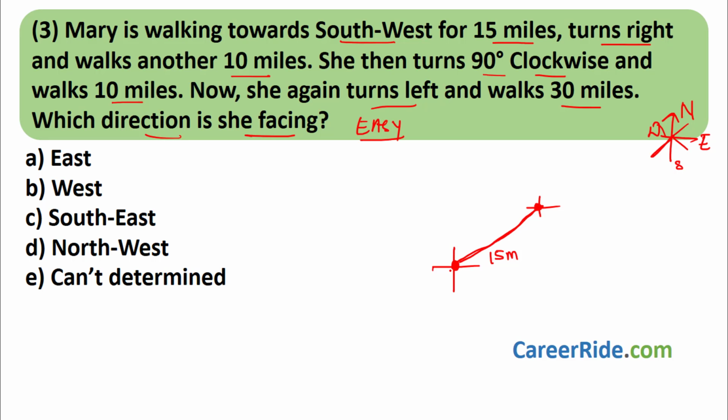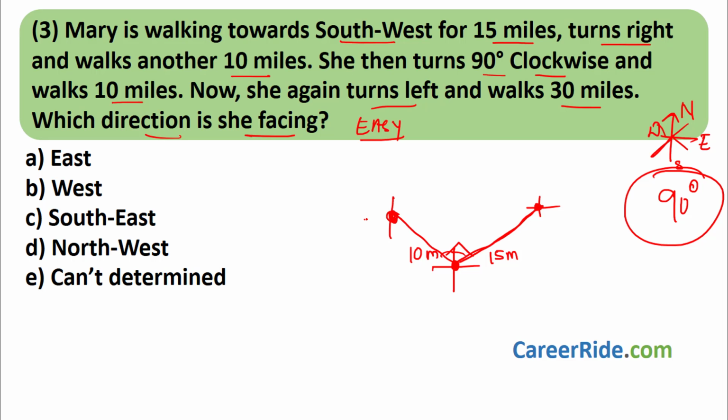Now Mary will turn right and walk another 10 miles. Now Mary will turn right by how much angle? 90 degrees. Why 90 degrees? Because we have learned when no angle is mentioned, turning right or left is always 90 degrees. So Mary turns right. So this is 45, correct? This will be 45. So turning 90 degrees, this is 90 degrees, turning right and walks for 10 miles. So Mary has reached over here now after walking 10 miles.